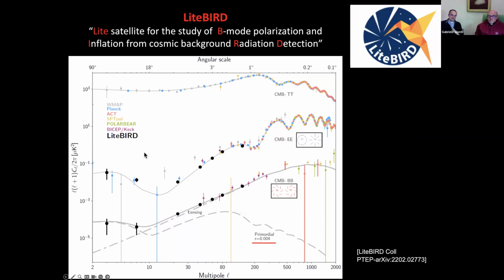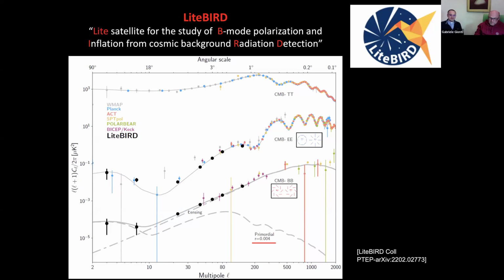I do not think this plot is so easy to understand, but you can see that the signal we are looking at is really, really small. This is the temperature of the CMB, and the signal of these primordial B modes is, you see, several orders of magnitude smaller. And the error bars are still quite big in this region. So there is a big effort of the community to say something on these modes, but there is still a lot of work to do.